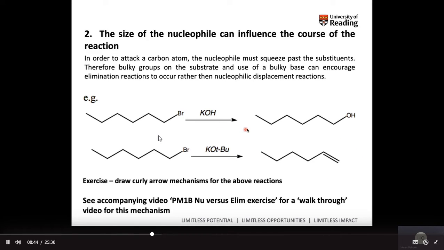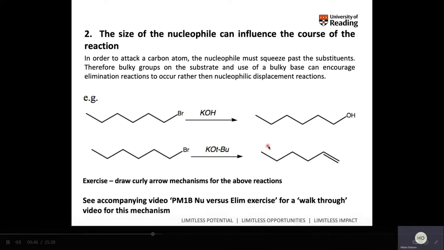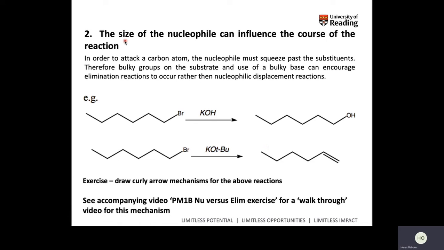So to influence whether we get a substitution reaction or an elimination reaction, we can alter the size of the nucleophile. The smaller the nucleophile, the more likely we are to get a substitution reaction. The larger the negatively charged species is, the more likely we are to get an elimination reaction to give the alkene.